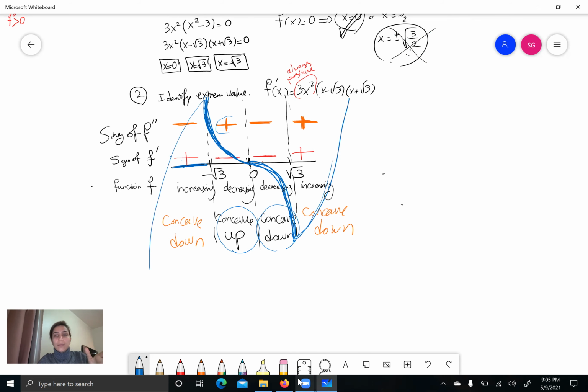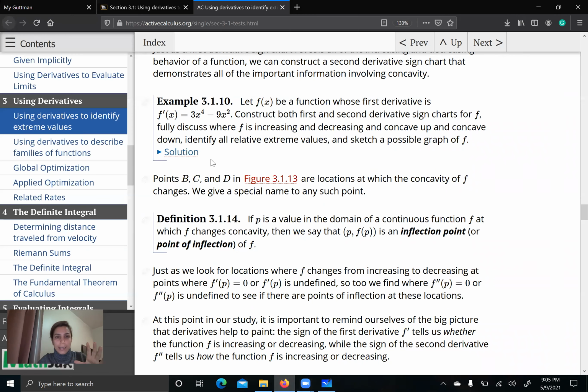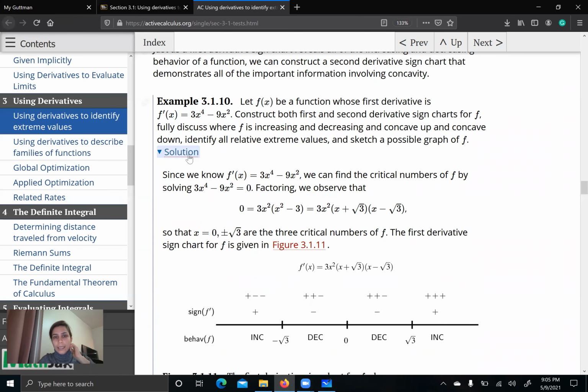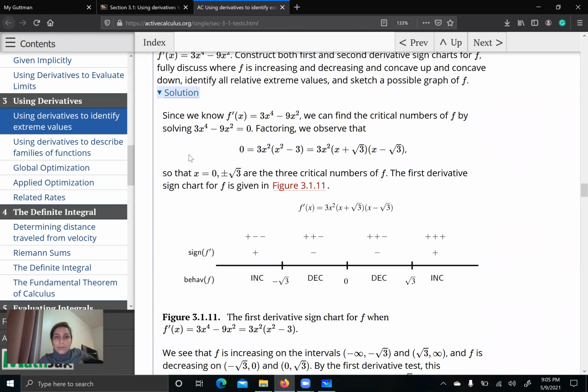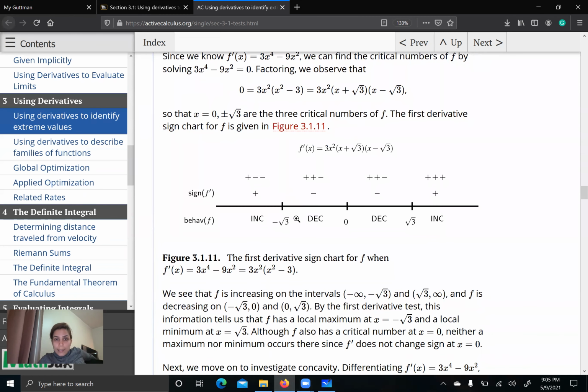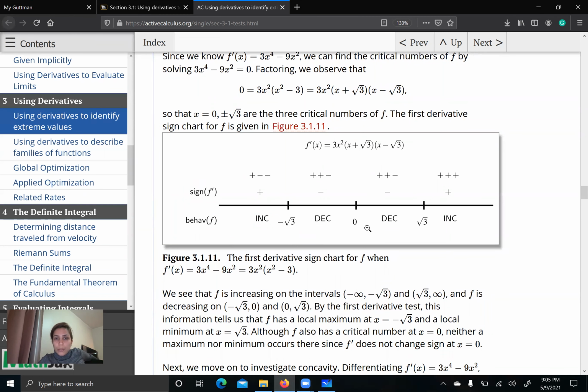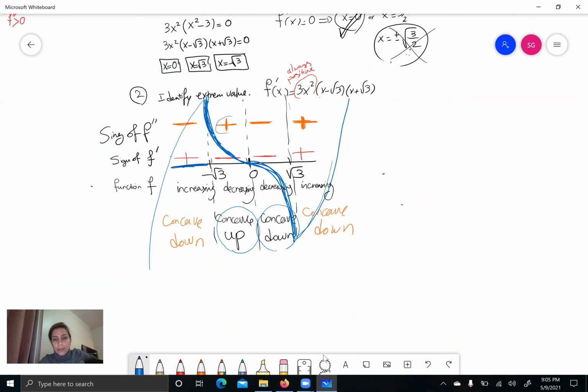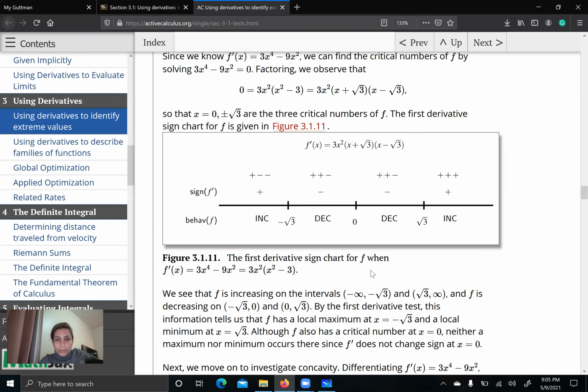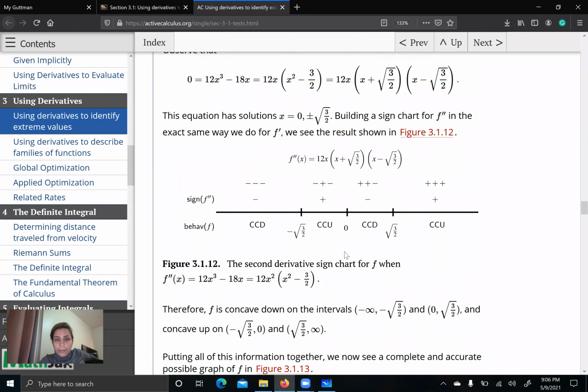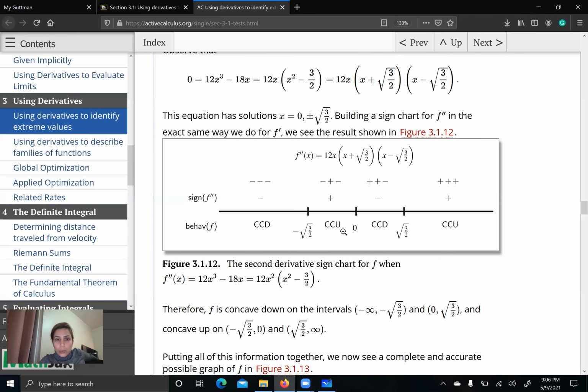This is the whole idea, but I don't know if I messed up in my calculation or somewhere in the sign. So let's check the work in the textbook. So yes, the critical values are negative square root of 3, 0, and 3. It's increasing, decreasing, decreasing, increasing. The same thing here. So far the same. And then for the second derivative, okay, so the second derivative is negative.